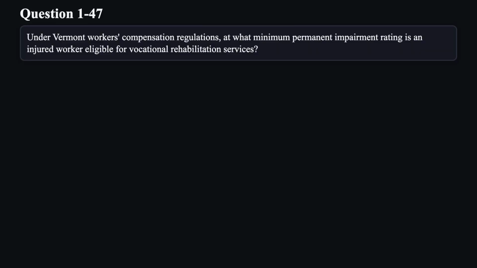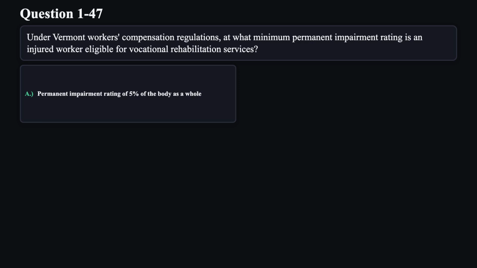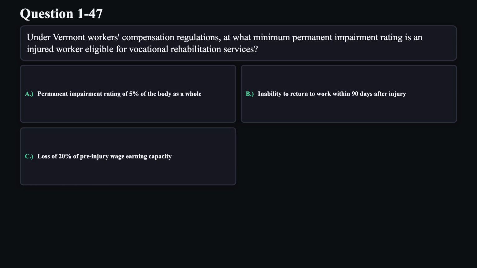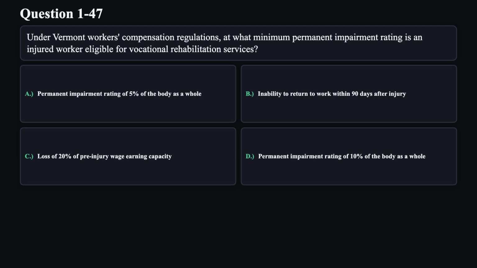Question 47. Under Vermont workers' compensation regulations, at what minimum permanent impairment rating is an injured worker eligible for vocational rehabilitation services? A. Permanent impairment rating of 5% of the body as a whole. B. Inability to return to work within 90 days after injury. C. Loss of 20% of pre-injury wage earning capacity. D. Permanent impairment rating of 10% of the body as a whole.